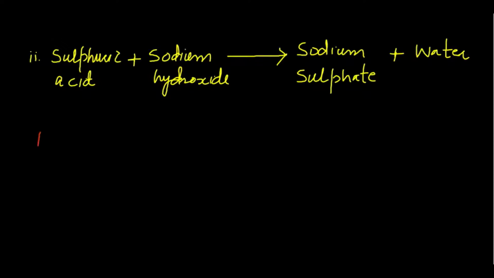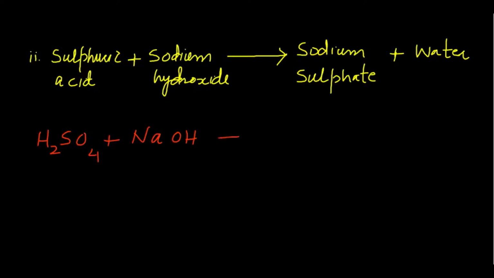Let's see what next question is given. In the next question, we are asked to react sulfuric acid with sodium hydroxide to form sodium sulfate and water. Now we will write the balanced equation for this reaction. Sulfuric acid, H2SO4, sodium hydroxide, NaOH.